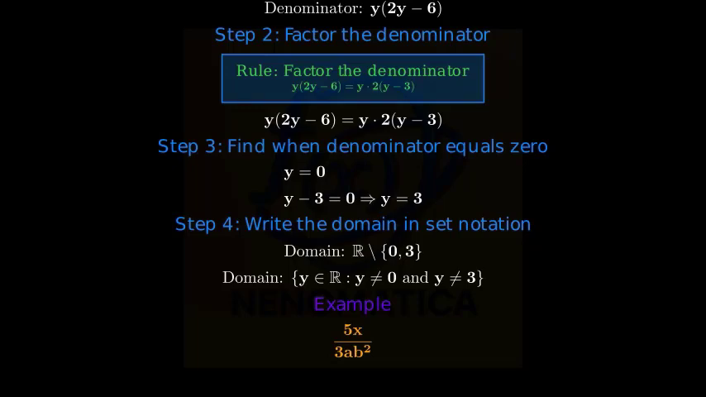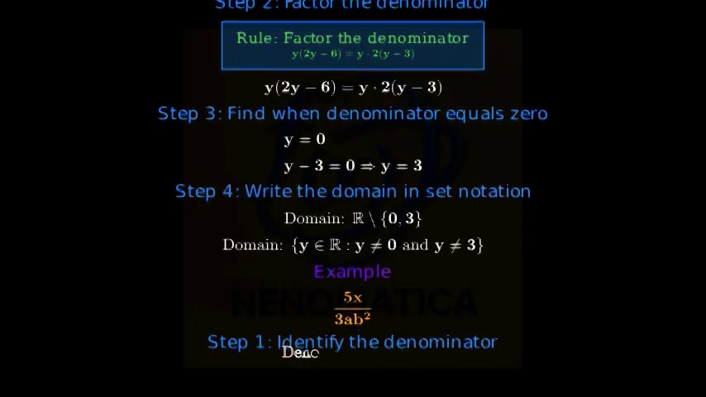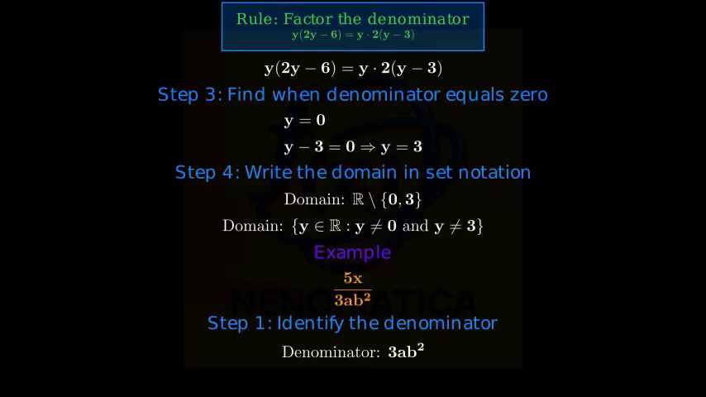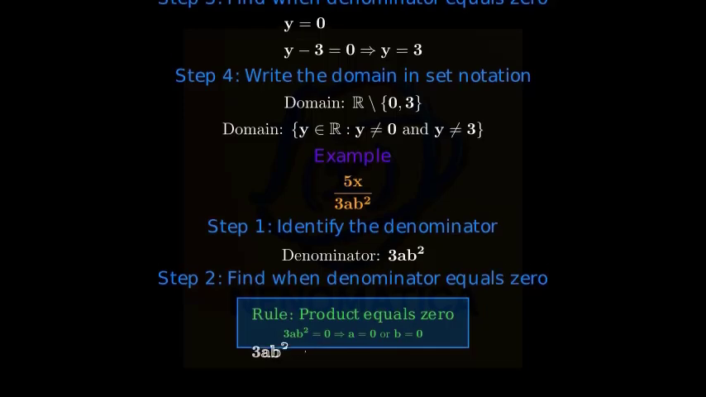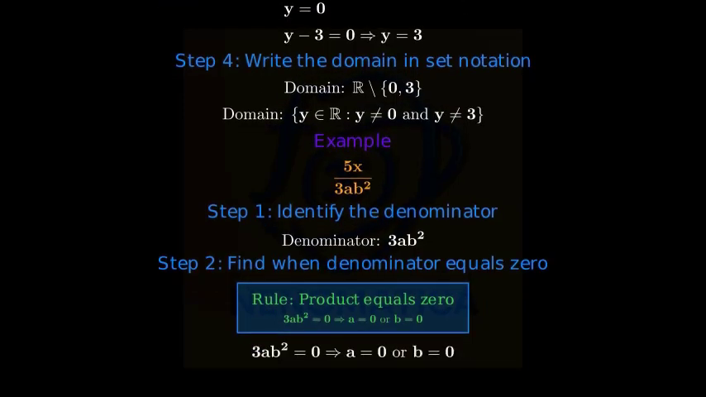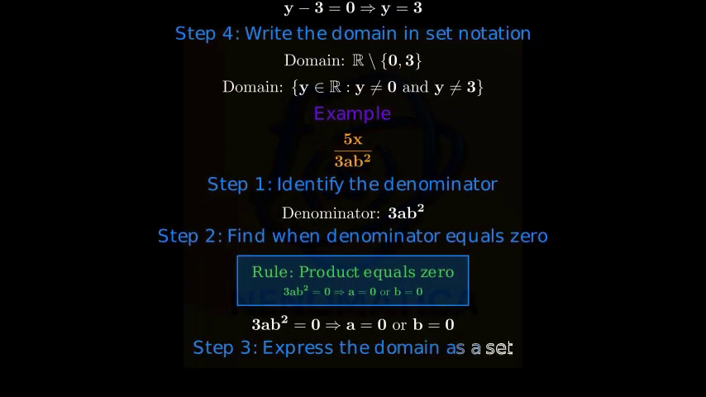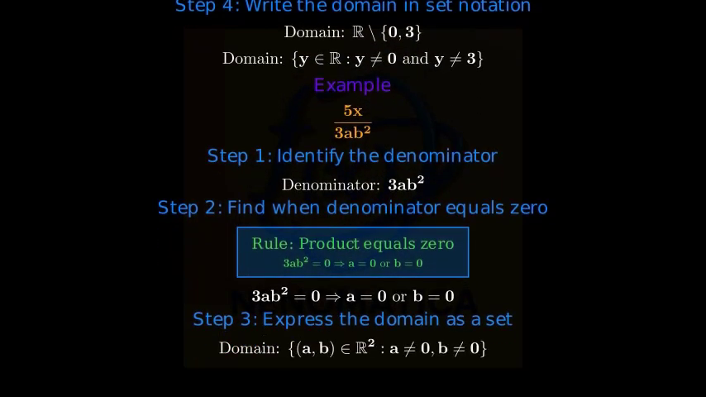We need to find the domain of the rational expression 5x divided by 3ab squared. In this example, we have multiple variables. The denominator is 3ab squared. We need to identify when this expression equals 0. The denominator 3ab squared equals 0 when either a equals 0 or b equals 0. Note that 3 is a constant and never equals 0. Since we have multiple variables, we express the domain as the set of ordered pairs (a, b) such that a is not equal to 0 and b is not equal to 0.